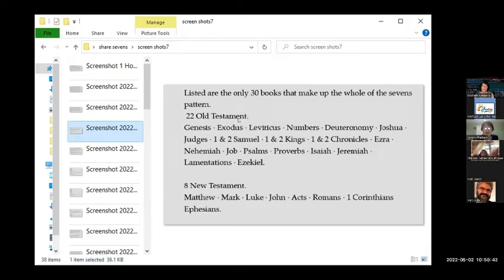Now 22 represents the 22 letters of the Hebrew alphabet. And if you really look at this, you'll see that the first 7 books line up perfectly before it skips the book of Ruth, and then goes on to 2 Samuel. And then in the 8 New Testament books, the first 7 books line up perfectly, and then Ephesians is the next book. So it does it again.